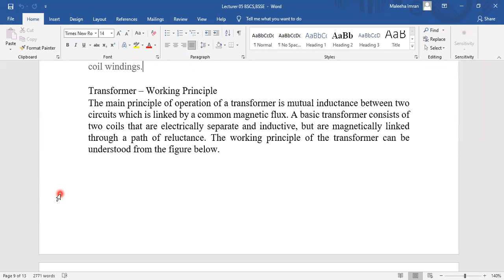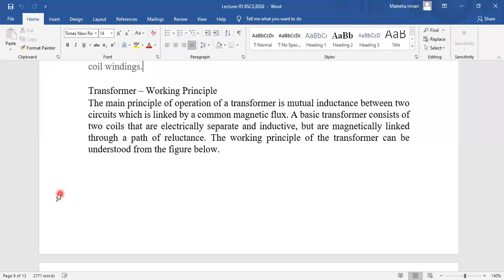So as you see that our basic transformer consists of two coils and are electrically separate and inductive, but are magnetically linked through a path of reluctance. मैंने आपको path of reluctance भी बताया था कि reluctance होती क्या है. ठीक है, वो एक्चुअली दैट इज अ फ्लक्स है जो फ्लक्स लिंक करता है.